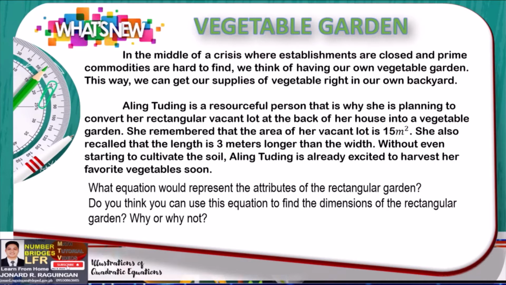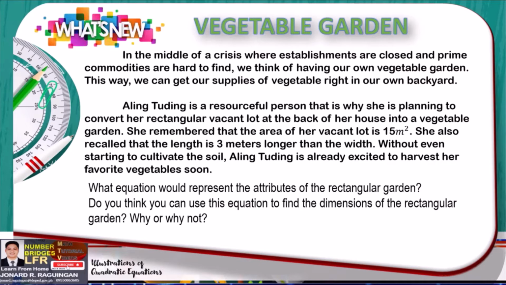vegetable garden. She remembered that the area of her vacant lot is 15 square meters. She also recalled that the length is 3 meters longer than the width. Without even starting to cultivate the soil, Aling Tuding is already excited to harvest her favorite vegetable soon. What equation would represent the attributes of the rectangular garden? Do you think you can use the equation to find the dimensions of the rectangular garden? Why or why not?